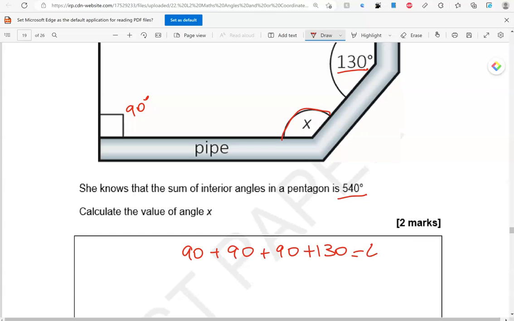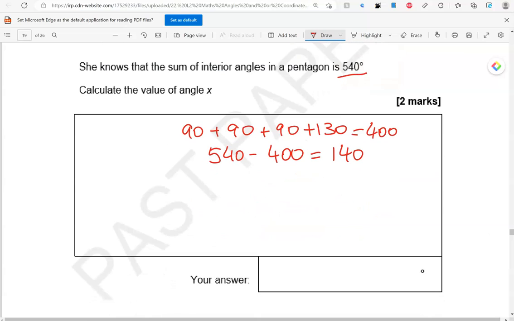That gives us 400. So 540, take away 400, that is 140.